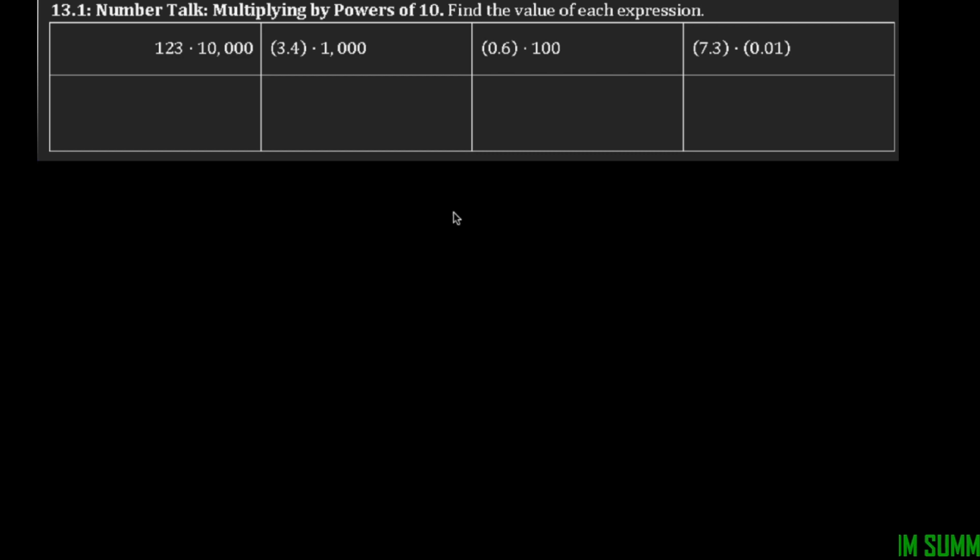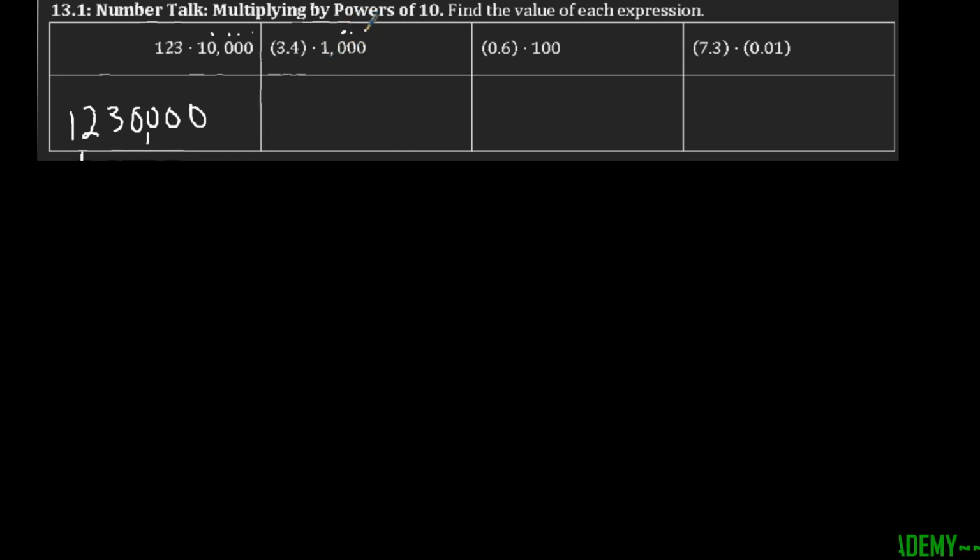Alright, for the first one, we're talking about some numbers where we're multiplying by 10. It says define the value of each expression. So what we can do is just multiply these out. For this first one, I can count the zeros: 1, 2, 3, 4 zeros. And so I can put the commas in between those. So I'm going to say 1,230,000.